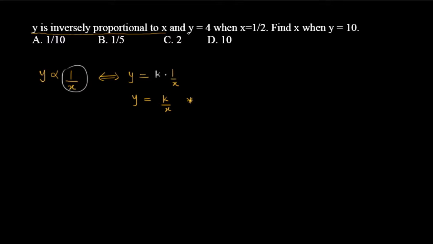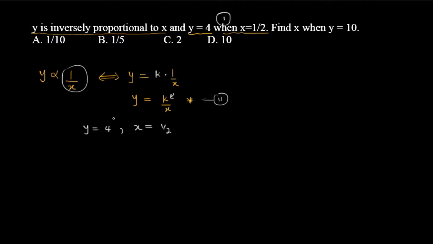It says when y is 4, x equals half. So what I'm given is when y equals 4, x equals half. The usefulness of this information is that it's going to help me to determine the constant of proportionality. So let me substitute these values into this equation. Let's call this equation 1.